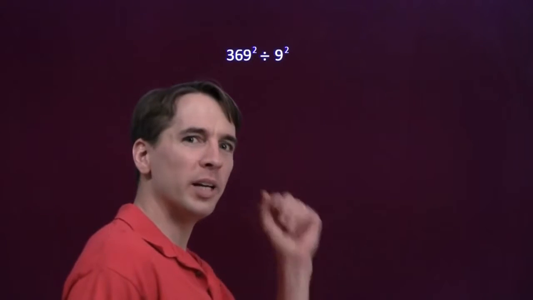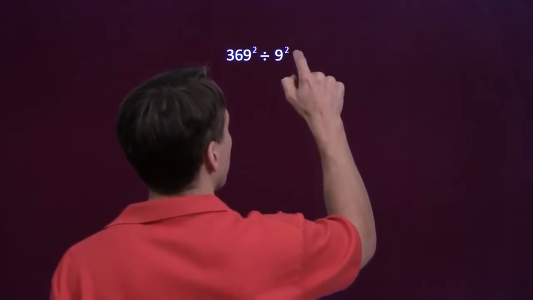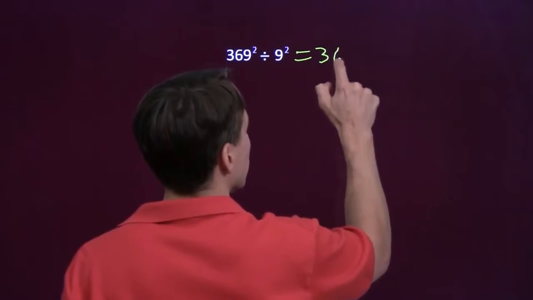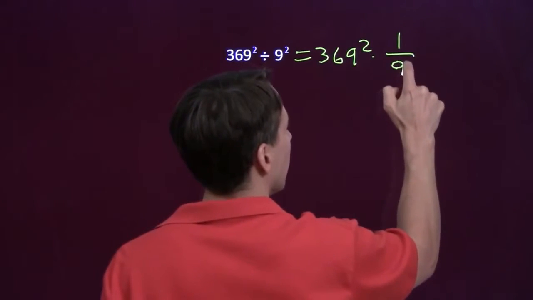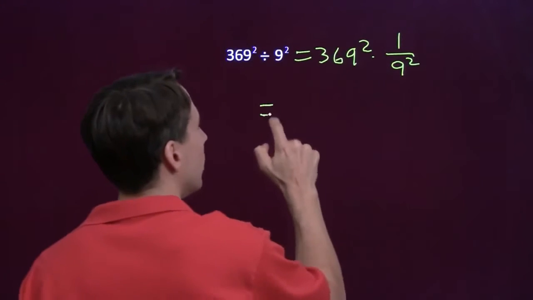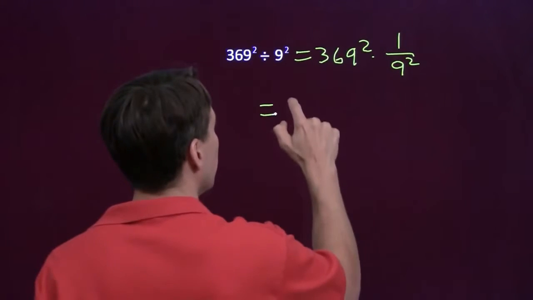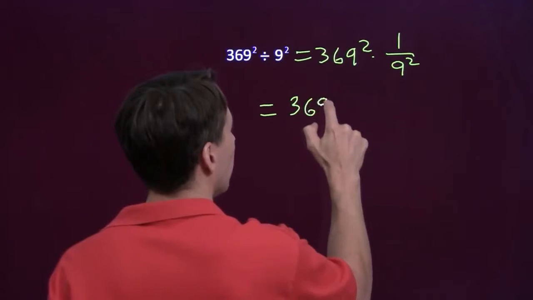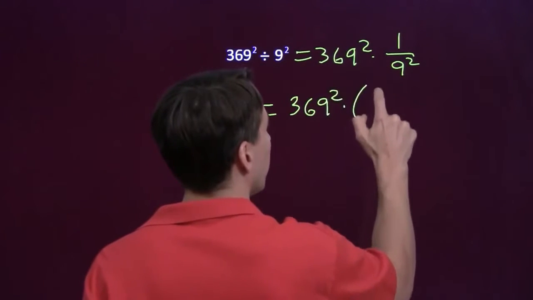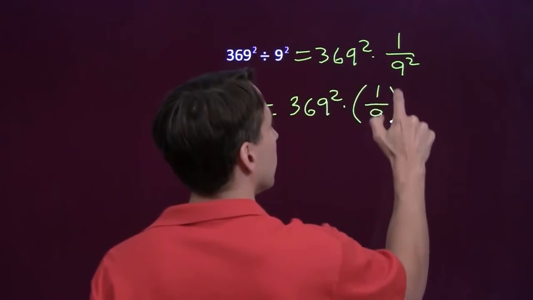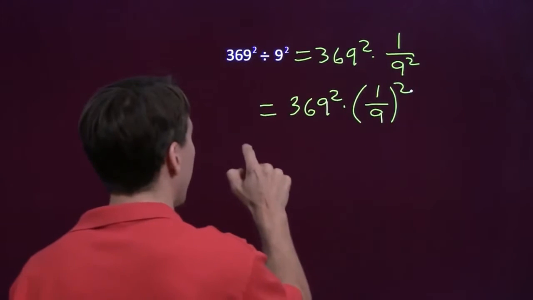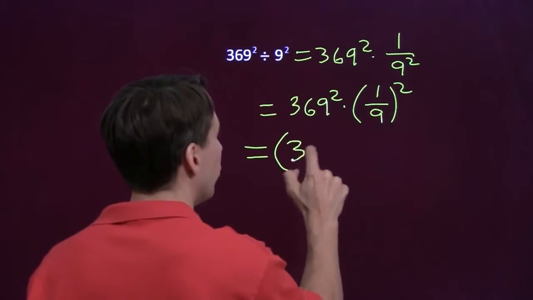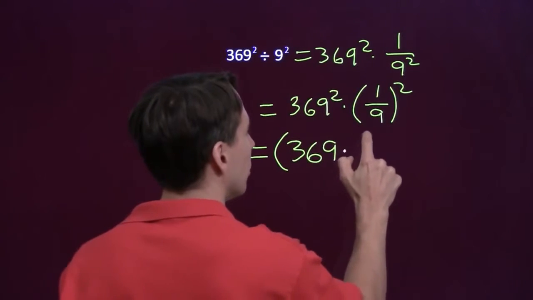So I'm going to rewrite this division as a multiplication. This is just 369 squared times the reciprocal of 9 squared. And the reciprocal of 9 squared, well, that's just the square of the reciprocal of 9. This is a product of squares, and I know how to handle that. That's just the square of a product.